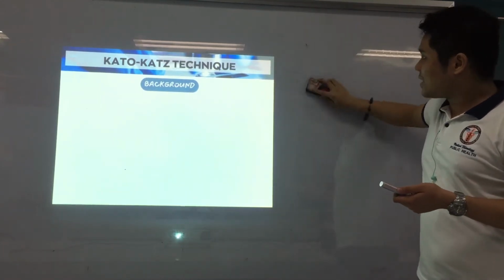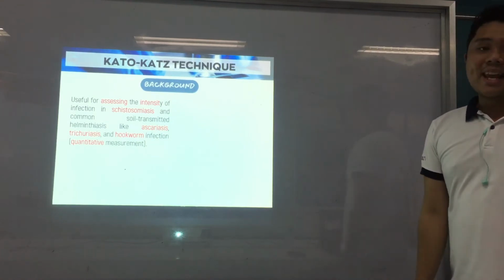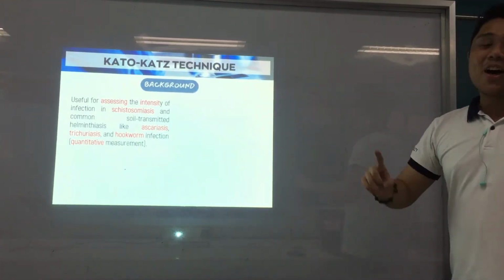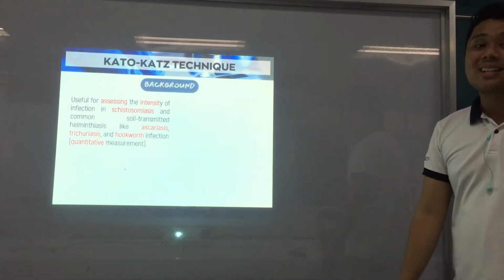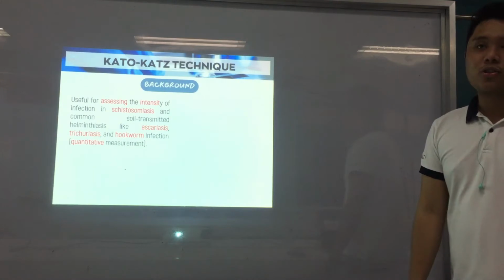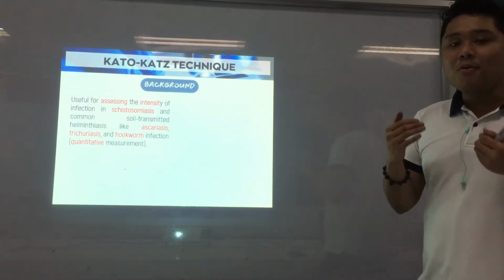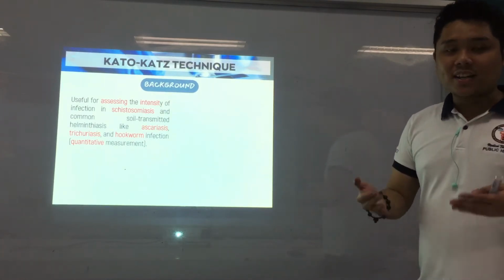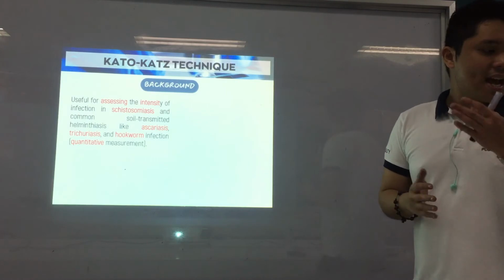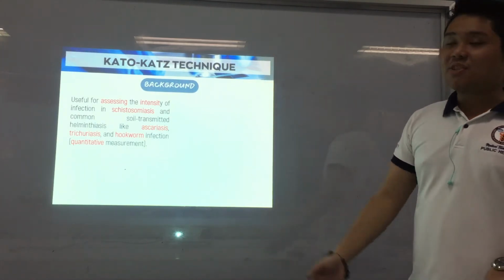Your Kato-Katz technique, we usually perform this for assessing the intensity of infection in schistosomiasis and other soil-transmitted helminthiasis like ascariasis, trichuriasis, and hookworm infection. So it's for your helminths. We need to assess the intensity, meaning how severe is the infection? How severe is the ascariasis in the patient? How severe is the schistosomiasis in the patient? So it's a quantitative measurement.